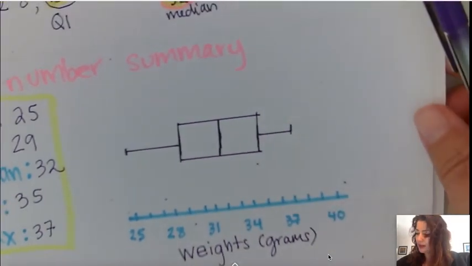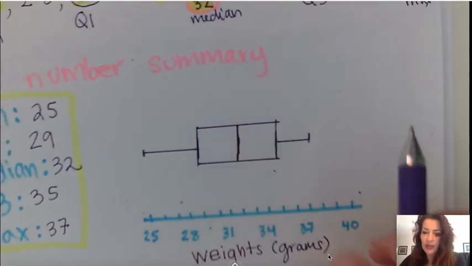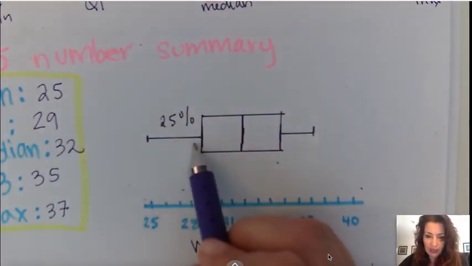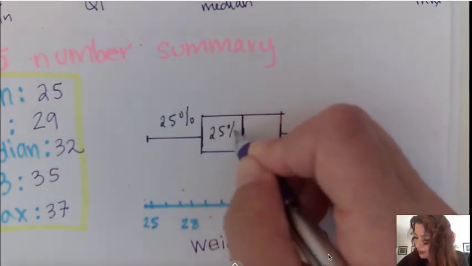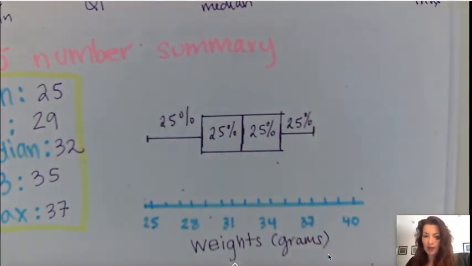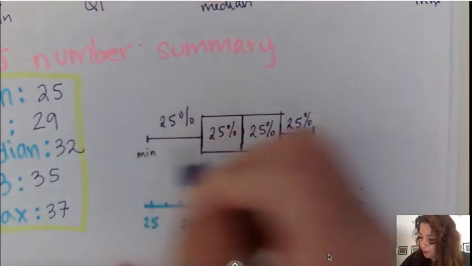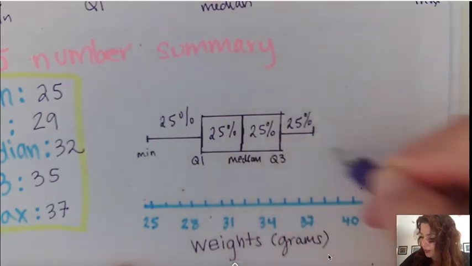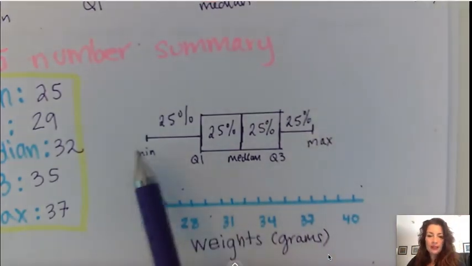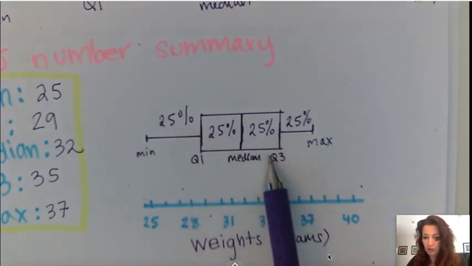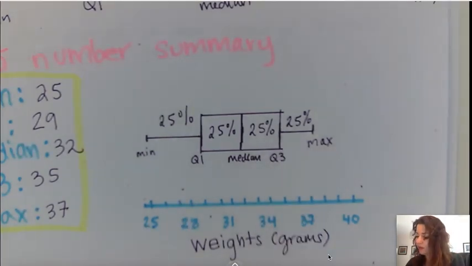Well, if we had to divide this up as it is into 4 sections, each section actually represents 25% of your data. So 25% of your data is here, 25% is here, 25% is here, and 25% is here, for a total of 100%. Now recall, this is the minimum, this is Q1, this is the median, and this is Q3, and this is our maximum. So from the minimum to Q1 is 25%, from Q1 to the median is 25%, from the median to Q3 is 25%, and from Q3 to the max is 25%. This will always be the breakdown of your box plot.